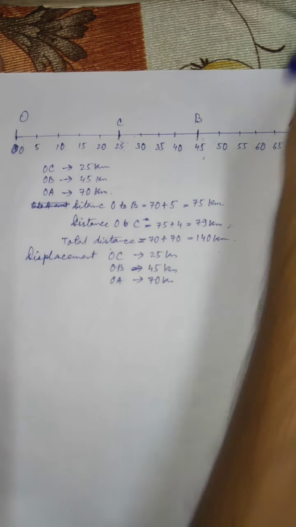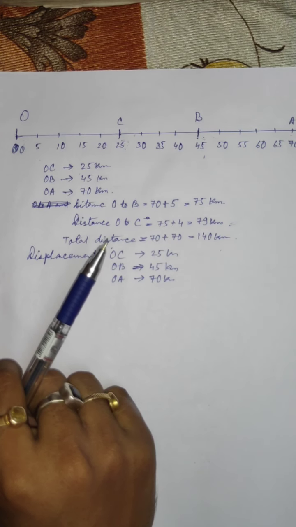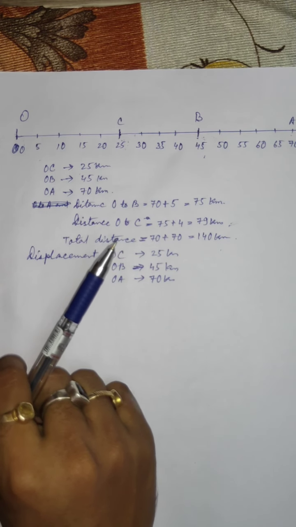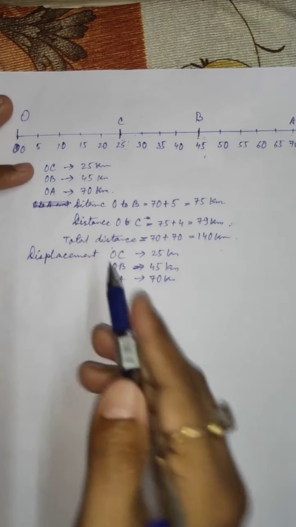Next, uniform motion and non-uniform motion. What is uniform and non-uniform motion? See, when the object covers equal distances in equal intervals of time, it is said to be in uniform motion.